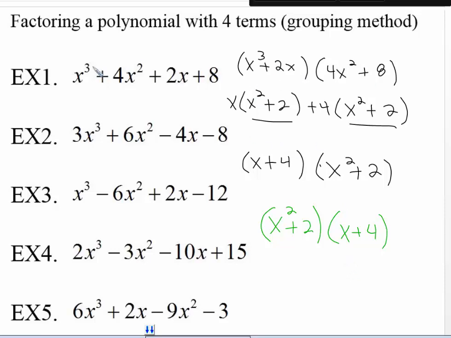So this shows you that you can group them in different ways, and if you do it correctly, you'll still get the correct answer. But one thing to keep in mind when you're setting up your groupings is to set it up so that they're going to have a GCF. Occasionally there may be a group that doesn't have a GCF, but it's probably not needed. Okay, so let's take a look at number 2.